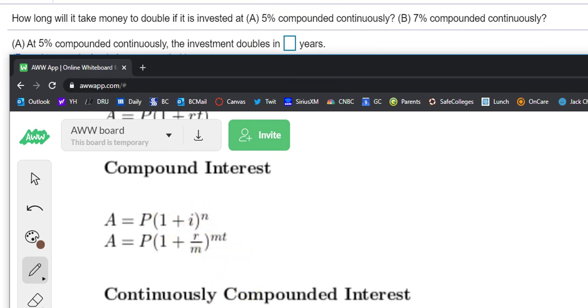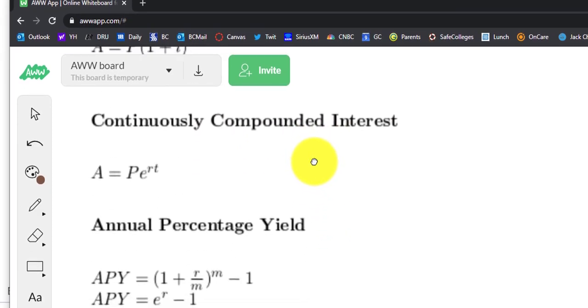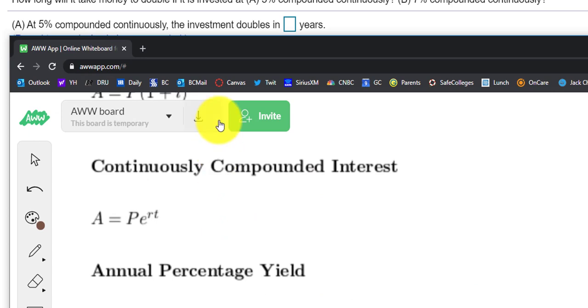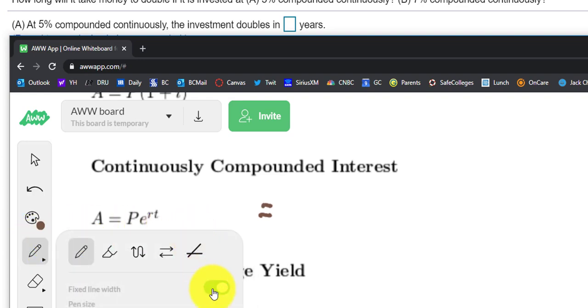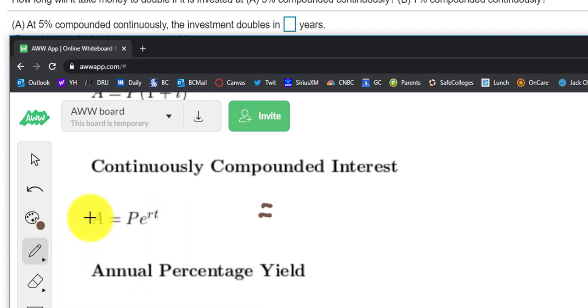So continuously means we have to use this bottom formula for compound interest. Now, it doesn't say how much is invested, it just says how long will it take to double your money. So we can use any values we want. We could say my P is $1. Let's try that. All right, so let's pretend my P is $1. So double $1 would be $2, right? If I invest $1 now, I'll have $2 later, right?